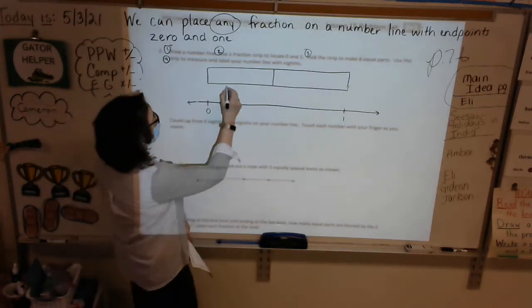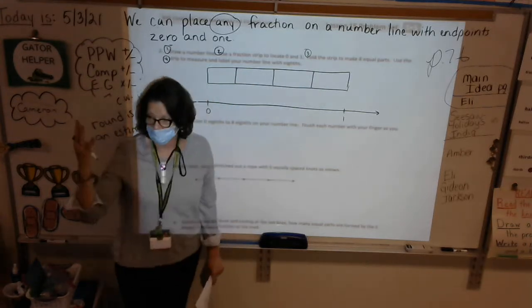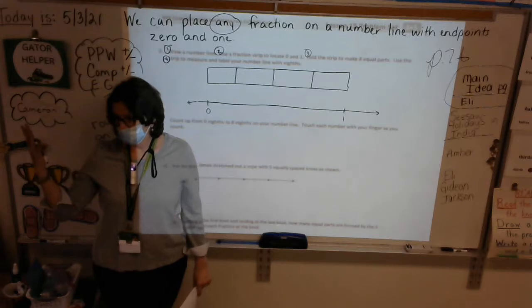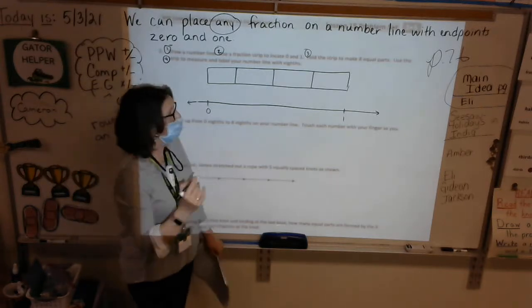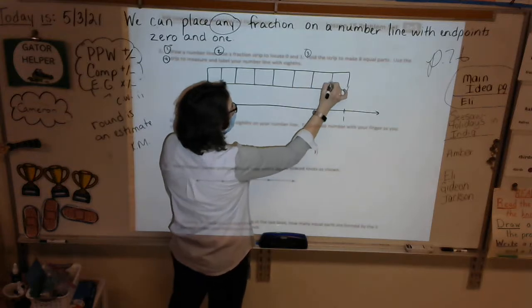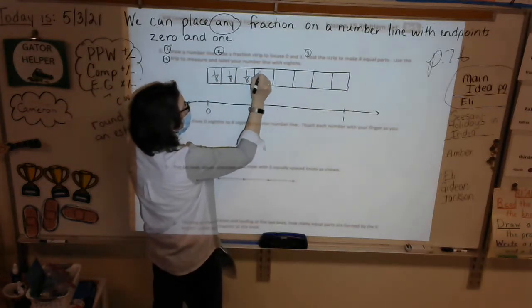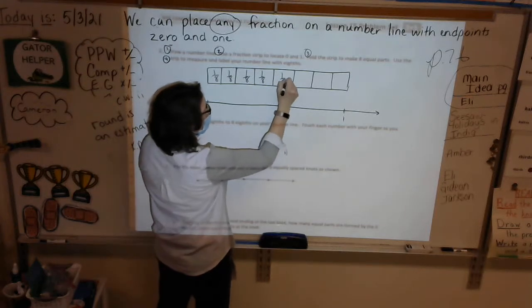And then you're going to divide your halves in half again. So now we have fourths, right? And then you're going to divide those in half again, and now you should have 8 equal parts. And I want you to go ahead and label them 1/8, 1/8, 1/8, 1/8, 1/8.